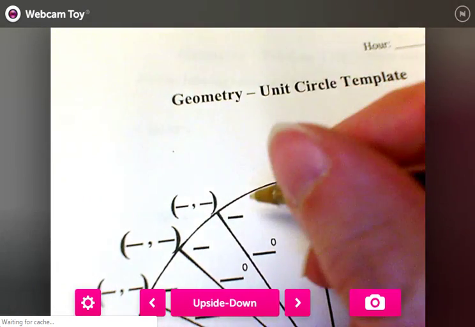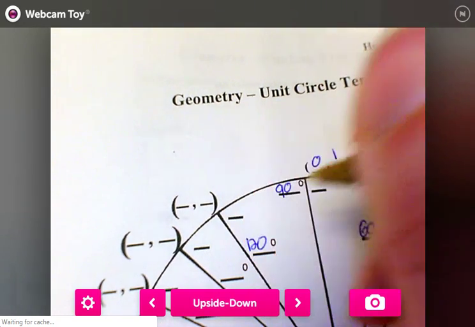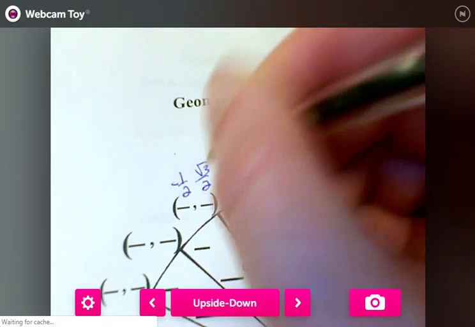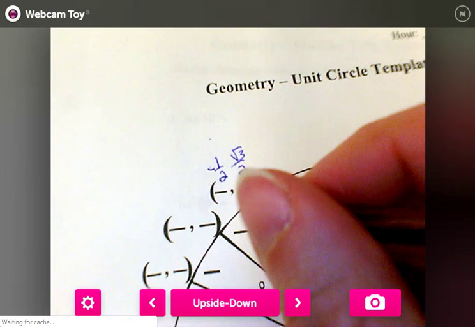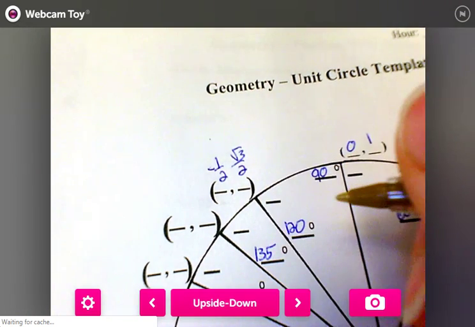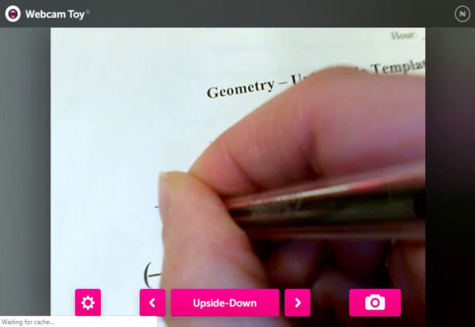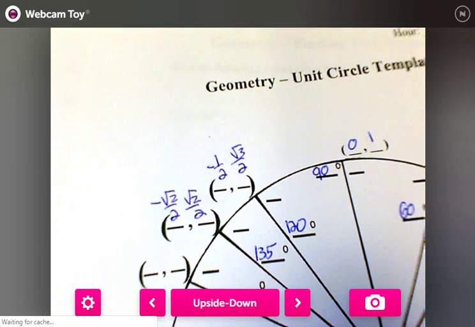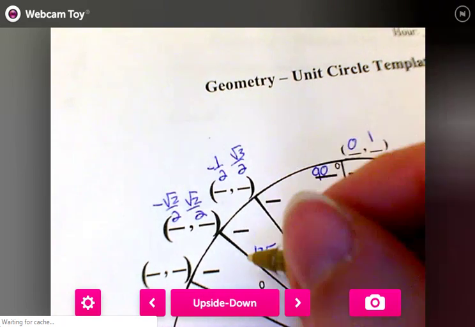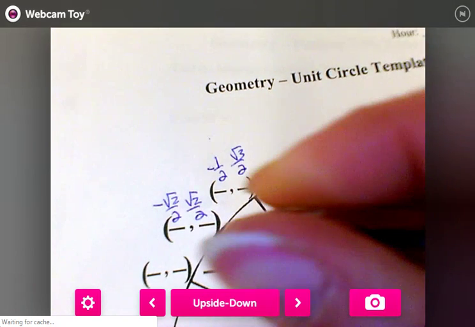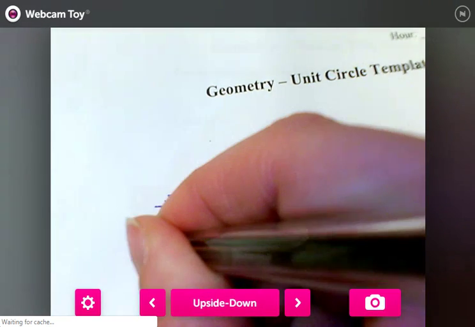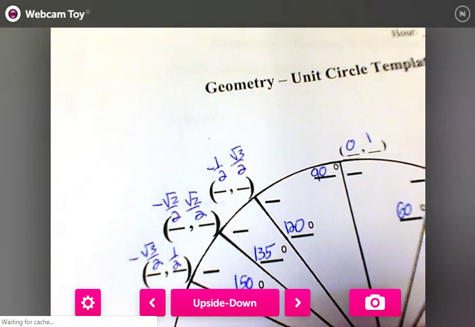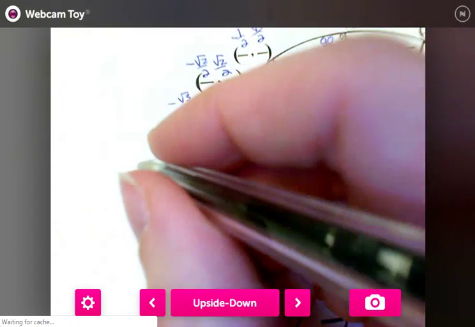This is 120 degrees, negative 1/2, square root 3 over 2. This is 135 degrees, negative square root 2 over 2, square root 2 over 2. See how it's a little bit neater? There's not as much stuff going on. Okay, if you like the other one, that's fine. This is 150 degrees, negative square root 3 over 2, 1/2. This is 180 degrees. This should be negative 1, 0.